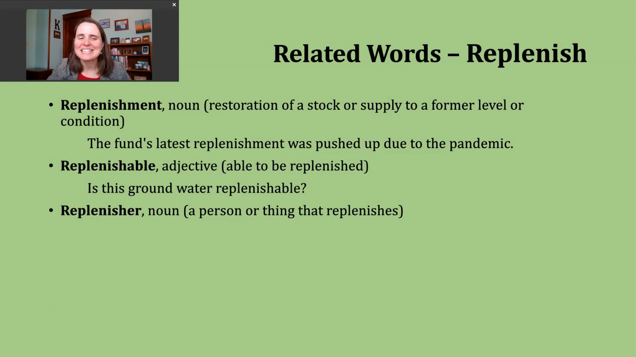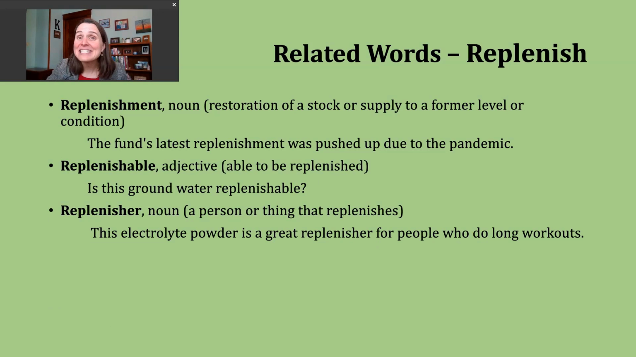Another related word for us today is the noun replenisher. This can be a person or a thing that replenishes, so restocks, resupplies something. An example of this noun in a sentence might be, this electrolyte powder is a great replenisher for people who do long workouts. So here we're really talking about a supplement, maybe something your body needs to continue to thrive, perform well, perform tasks, and not just be wiped out right after maybe a 2-hour or 3-hour workout.